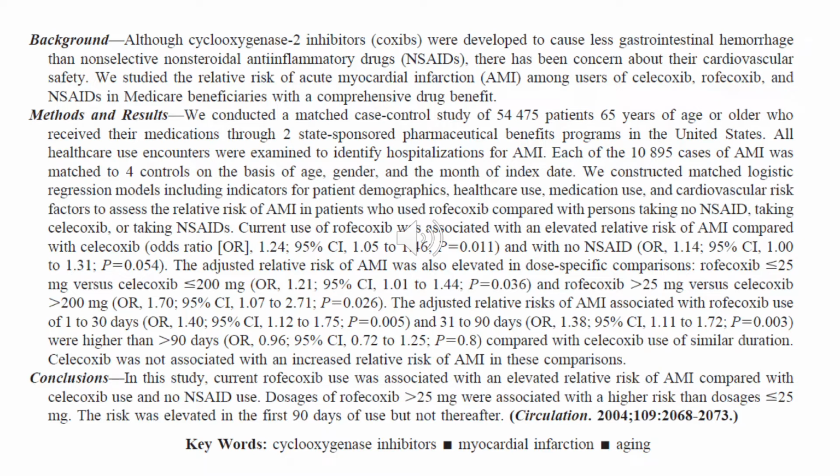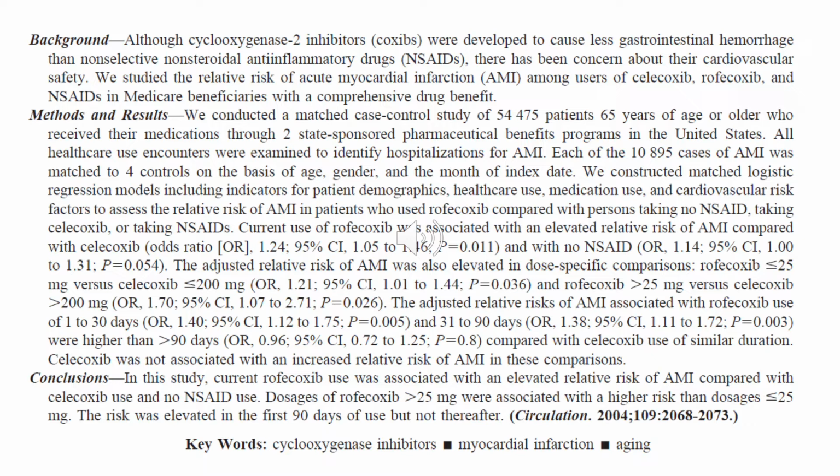So with respect to their main findings, they found that current use of rofecoxib was associated with an increased relative risk of AMI compared to celecoxib. So they calculated an odds ratio, and this is an adjusted odds ratio, where they found that there was about a 24% increase in the risk of myocardial infarction, and the confidence interval ranged from 1.05 to 1.46, which indicates the data is consistent with an overall increase in the risk. It could be as small as 5% or as large as 46%. And with no NSAID use, when the comparison between rofecoxib and no NSAID use was evaluated, this was a 14% increased risk.